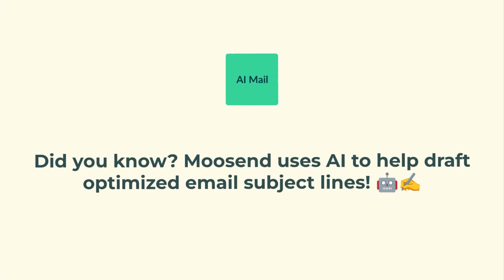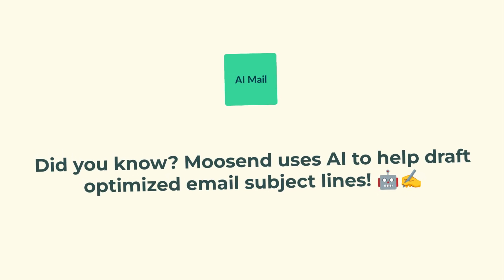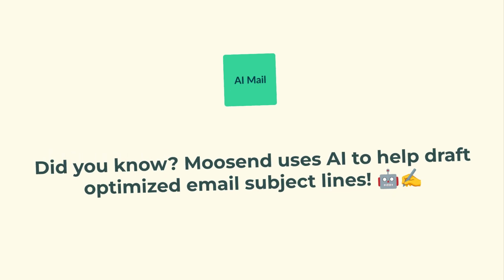Oh, and here's something cool before we jump to the next comparison. Did you know Moosend uses AI to help draft optimized email subject lines? It's literally like having your own robot copywriter. That's a smart little bonus, right?